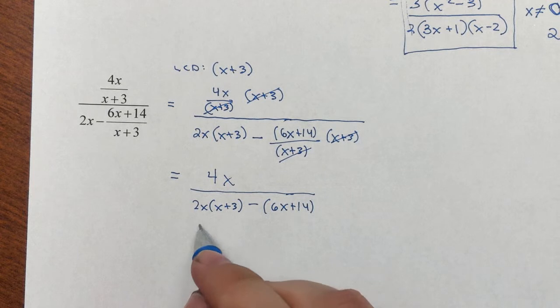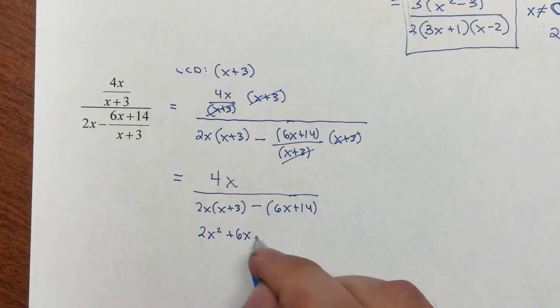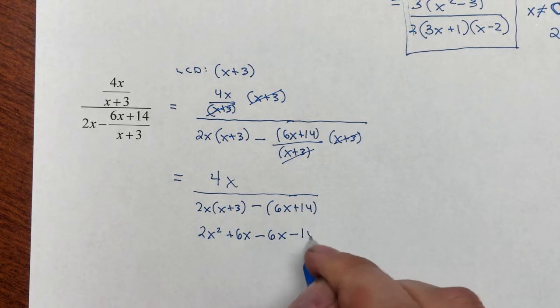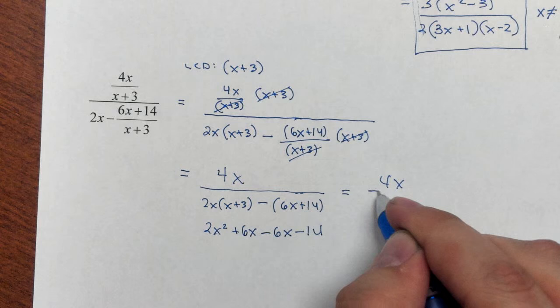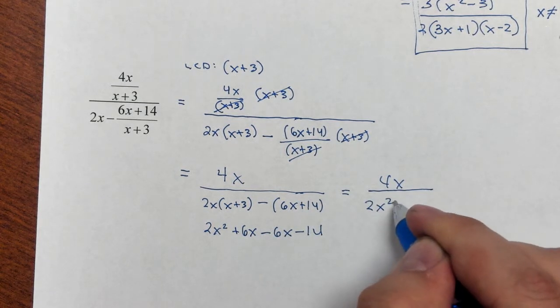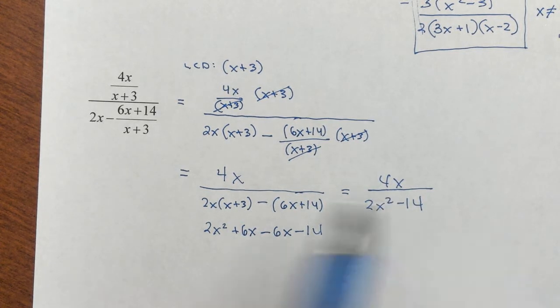In the denominator, I have 2x times x plus 3 minus that whole numerator, 6x plus 14. So if you multiply this out, what is this? This is 2x squared plus 6x minus 6x minus 14. So that's 4x over 2x squared minus 14. Well, that's not really an acceptable answer. If you look at all of these, they're all divisible by 2.